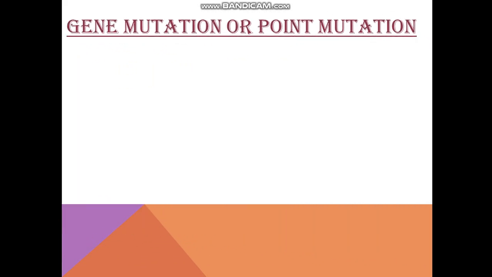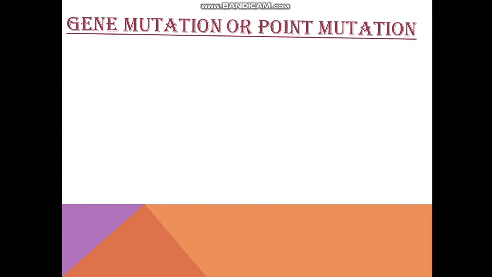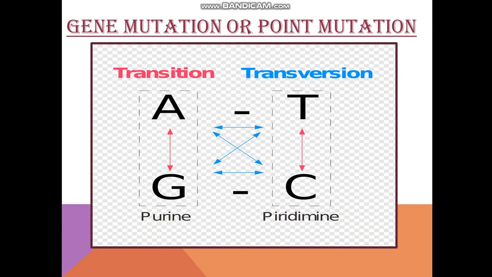Now coming on to another type of mutation, that is gene mutation or point mutation. See what happens in point mutation. There are two types of point mutation. Let us first discuss why it is given this name. Point mutation is given such a name because here only one adenine, one guanine, one thymine or one cytosine is being replaced by another nucleotide. Okay, so it is occurring at one point, so that is called point mutation.